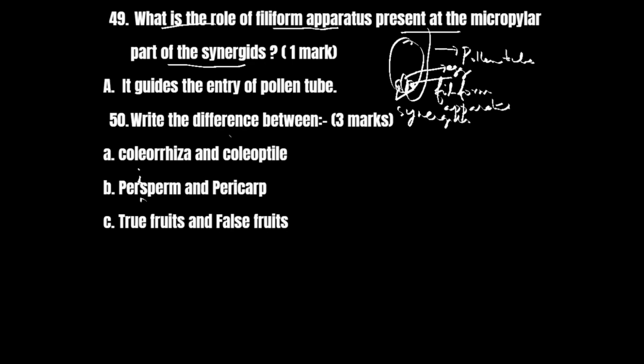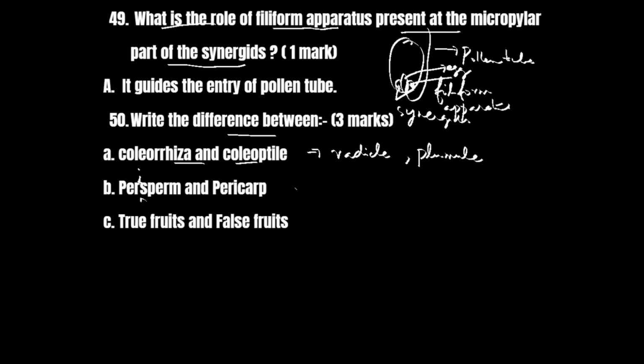Next question is, write the difference between coleorhiza and coleoptile. Now this question carries 3 marks, 1 mark for each. So coleorhiza means it's a protective covering over the radicle. And coleoptile means it is a protective covering over the plumule of a seedling.